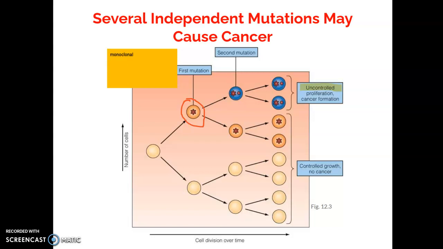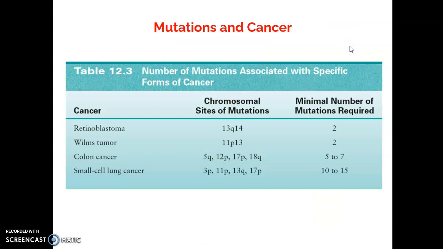Again, look at your book, chapter 18. It's really good about showing you examples of this. Here are some examples of the number of mutations it takes for certain cancers. Retinoblastoma, you can see these are the minimal requirements, is 2, Wilms tumor 2, colon cancer is 5 to 7, and that one typically starts with APC, the primary one to start it off. You can see these are the sites where the mutations occur. Small cell lung cancer, too, you can see is 10 to 15.